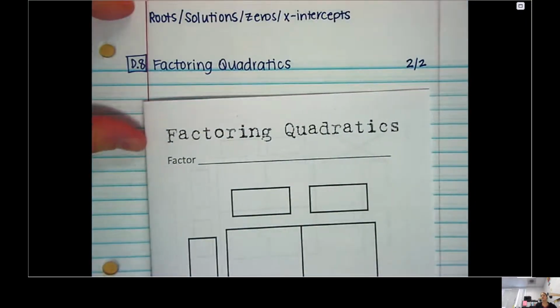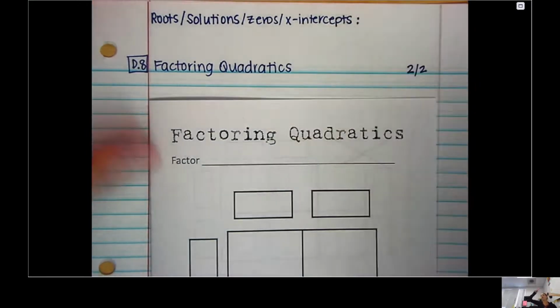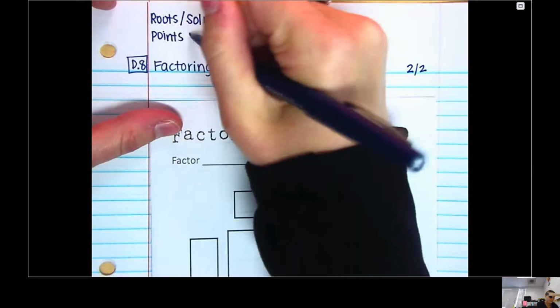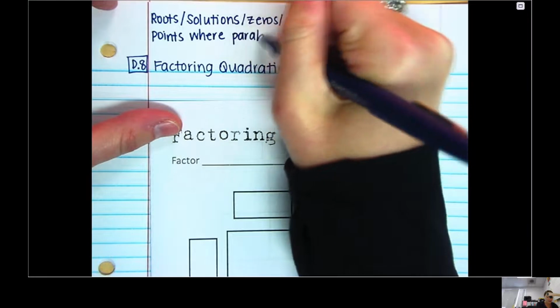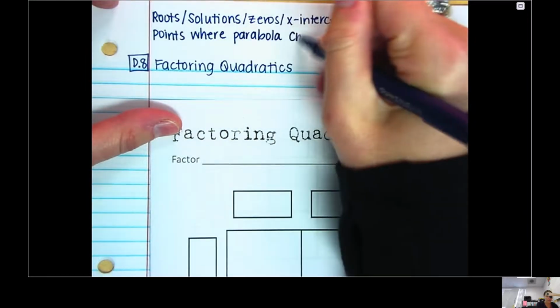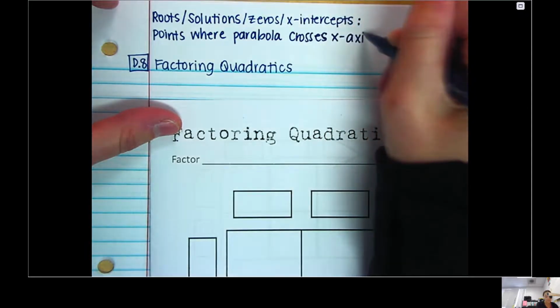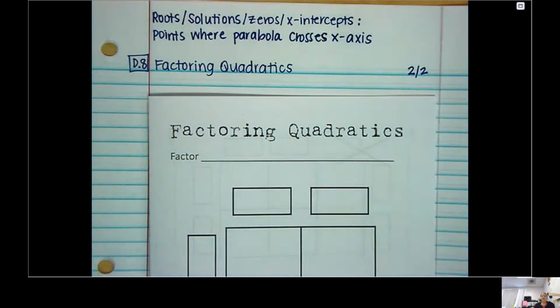So the roots, solutions, zeros, or x-intercepts, right, are the points where your graph crosses the x-axis. Those are the answers that we're looking for, right? So these are the points where our parabola crosses the x-axis. Right, all this? So the roots, solutions, or zeros, where our x-intercepts are the points where our parabola crosses the x-axis.